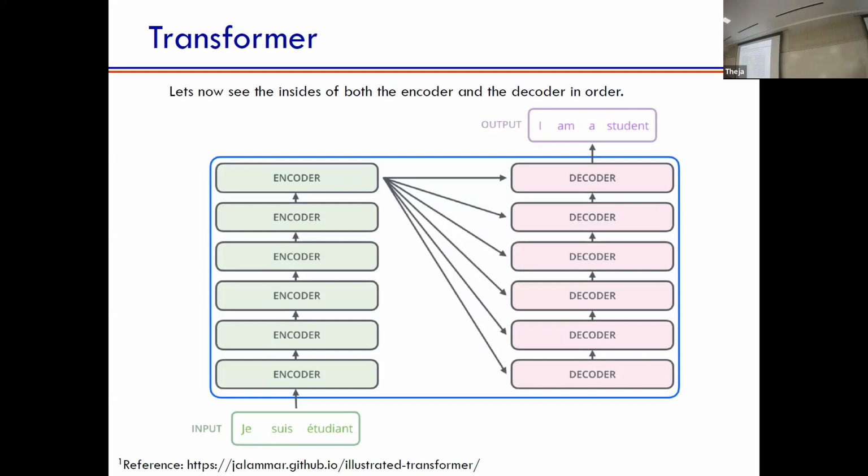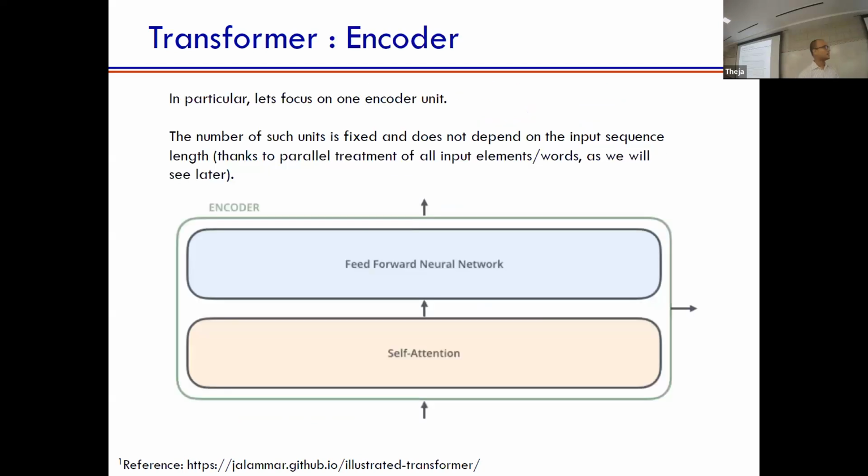In particular, going through this green box is a little bit easier because it's right in front of the input word, so maybe you can talk about input embeddings and stuff. So let's look at one encoder unit. In the previous slide, there were 6 encoder units. And as I said, the number of such units, the 6 that we saw, does not depend on the input sequence length.